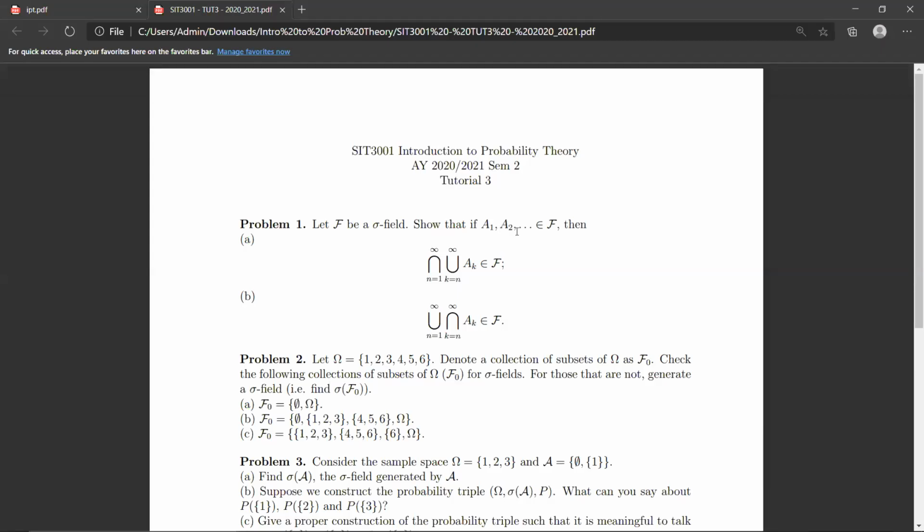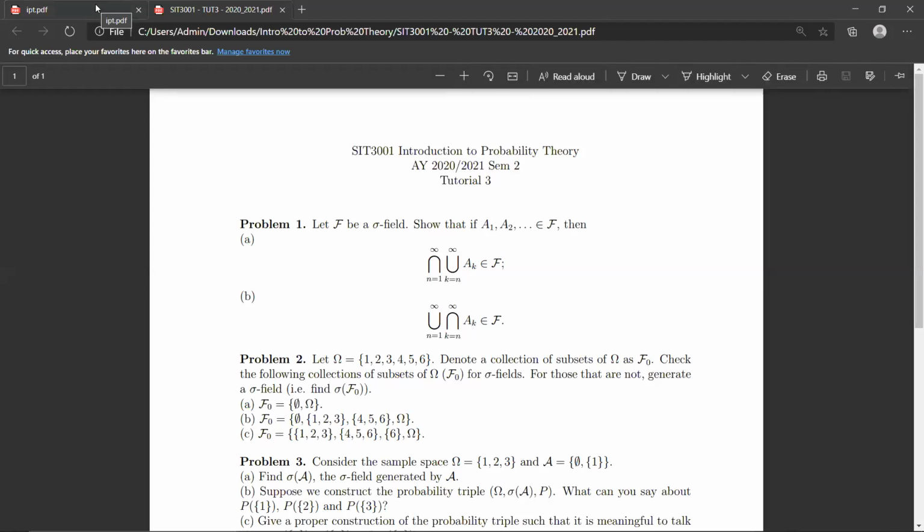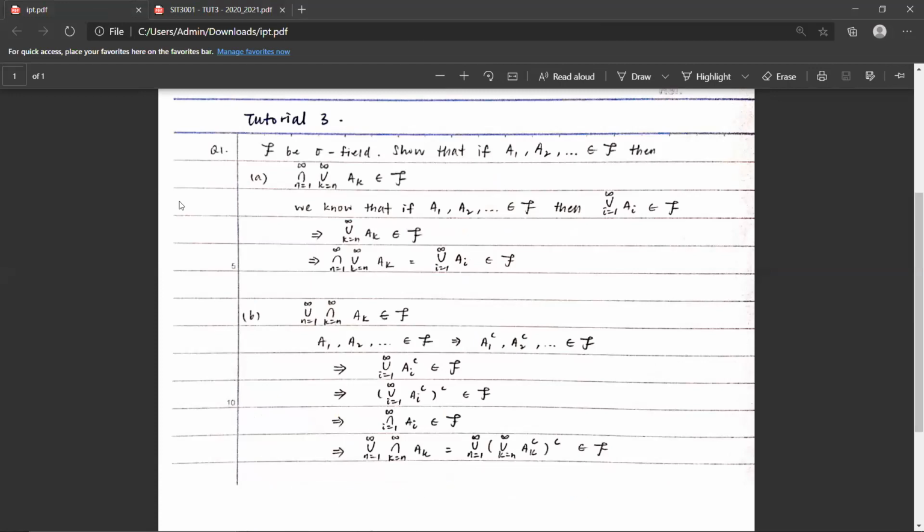Okay. Can you hear me, doctor? Yes. Okay. For question 1, the question says that let F be a sigma field, and then we want to show that if A1, A2 and so on are in F, then the intersection and union of AK are in F, and for part B, the union and intersection of AK are also in F. So I'm not sure whether I do it correctly.